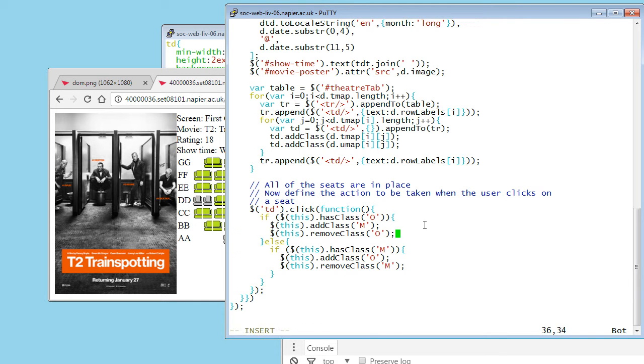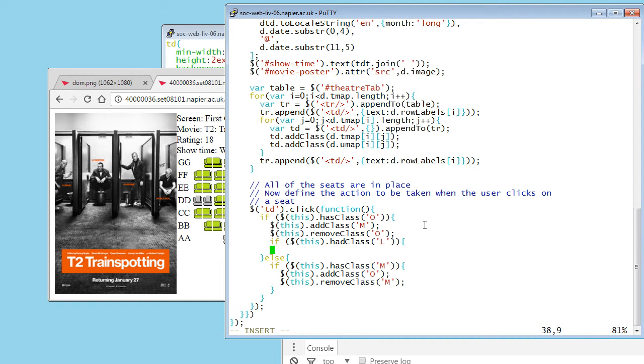So I can put in another if statement. So this is on the booking, not on the unbooking so far. So if it has been booked, then I can do another test, a more subtle test. So if it is, for example, a left sofa, so if $this, the thing I'm looking at, has class L because it is a left sofa, then what I want to do is also book the other one. Okay, so I want to book the next one.